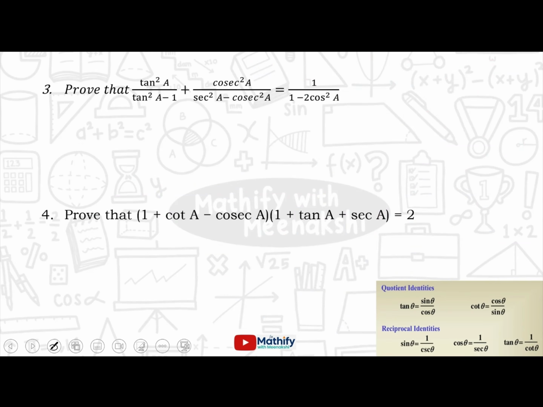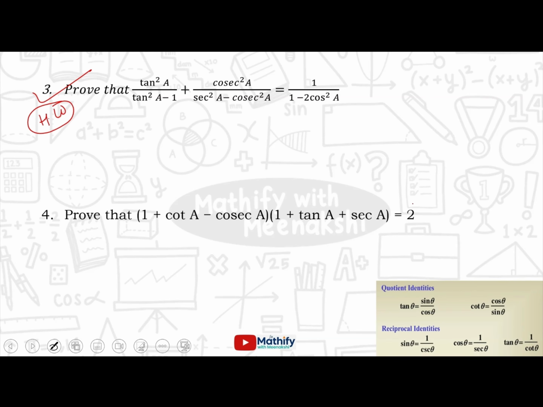Question number 3. Now you can do this question on your own. It's very easy, exactly like what I did in question number 2. Just write tan as sine by cos, cosec as 1 by sine, and sec as 1 by cos. This is homework for you. Now let's do question number 4. In question number 4, what you will do?